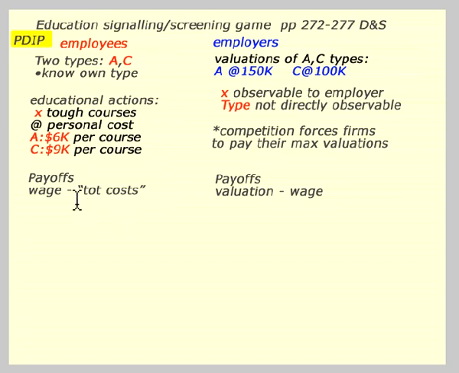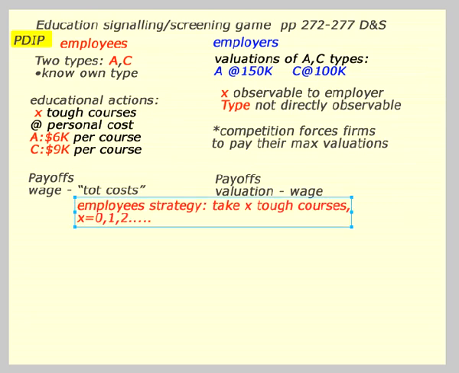And for the employees, they'll get paid a wage, and they'll subtract off the total cost they have to do to earn that wage. The employers will pay a wage and they'll have some valuation. Now we've got the valuations up here, and we're going to assume that the wage that's actually paid is the employer's value, okay? It would always be something a little bit less, otherwise the employers wouldn't hire anybody. But just to keep things simple, let's imagine that they have to pay their valuation, okay?